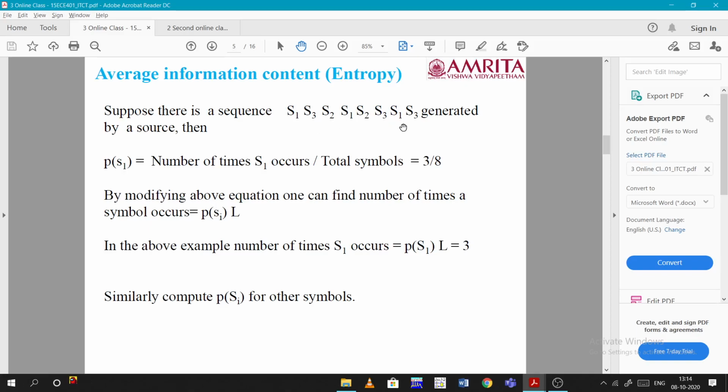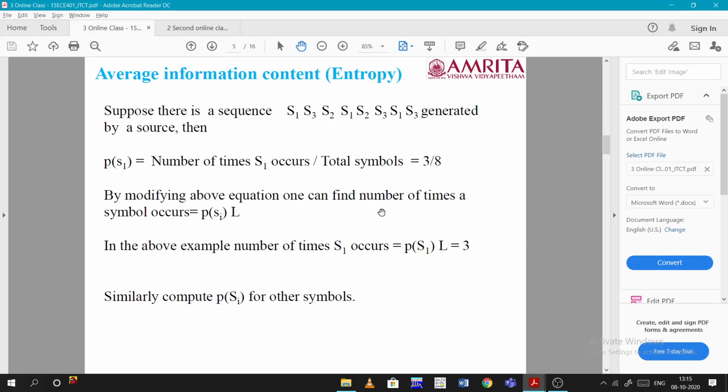This is some sequence of symbols where the probability of s1 is 3 by 8. They didn't give the probability directly, so we need to find them. How can you find it? The total number of occurrences of the symbol divided by the total number of symbols. So s1 has occurred 3 times, and the total is 8, so 3 by 8. Similarly, to modify the above equation, we can find the number of times the symbol occurred: 3 by 8 into total 8 gives 3. So we are achieving the same thing: p of si into L is equal to 3.